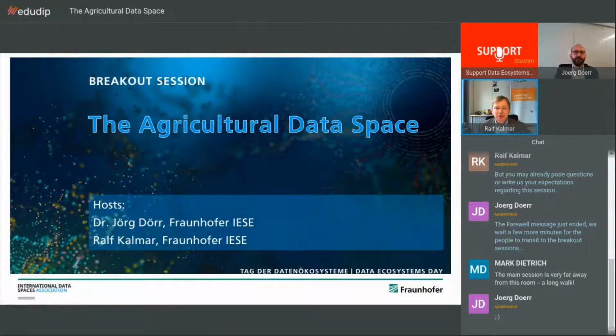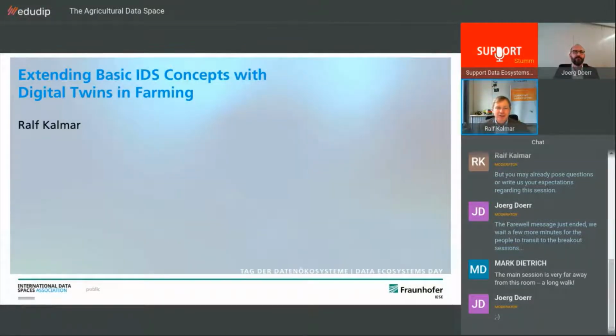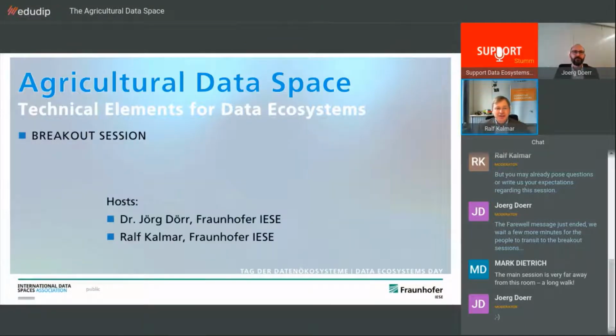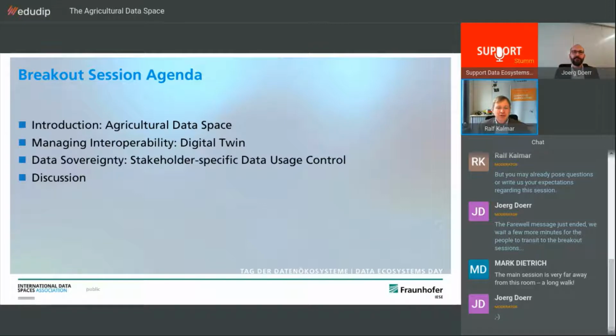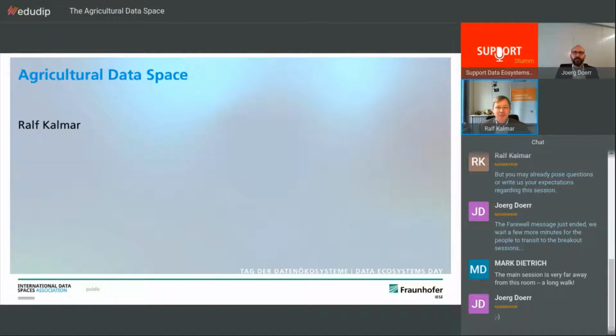And so my first task would be to show you, regarding the agricultural data space, why do we need an additional data space for agriculture? What's so special about this domain? Before we take a deeper dive into two specific topics, namely the digital twin and the topic of data usage control, I will give you just a brief introduction of what this agricultural data space and its goals are about.